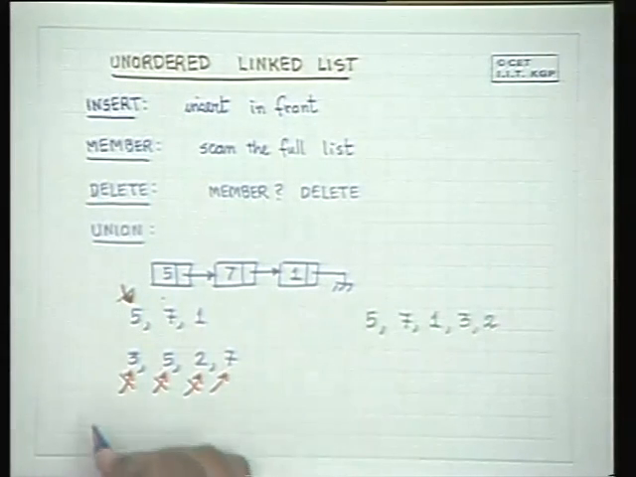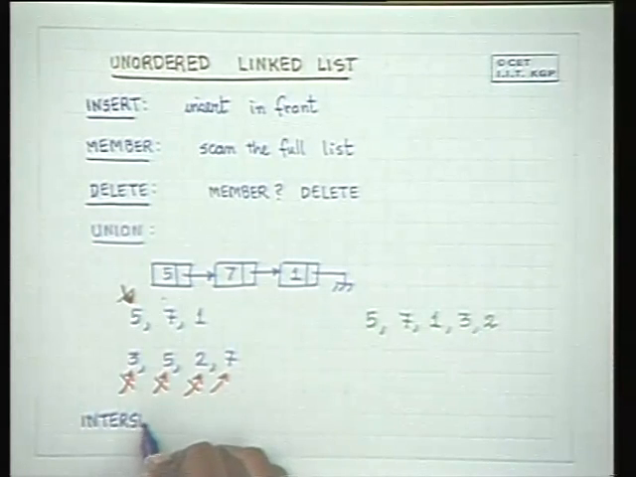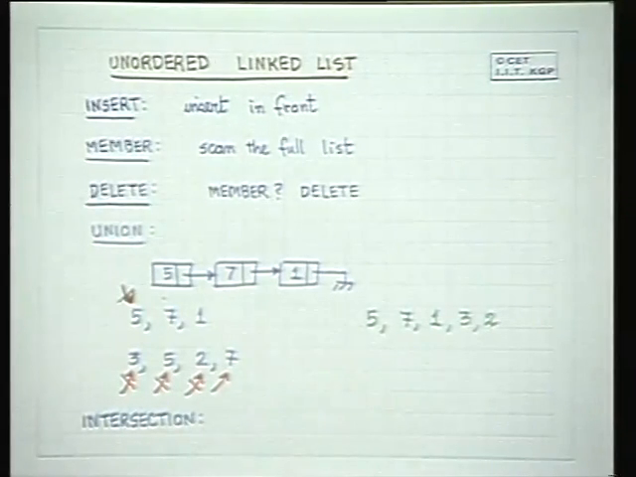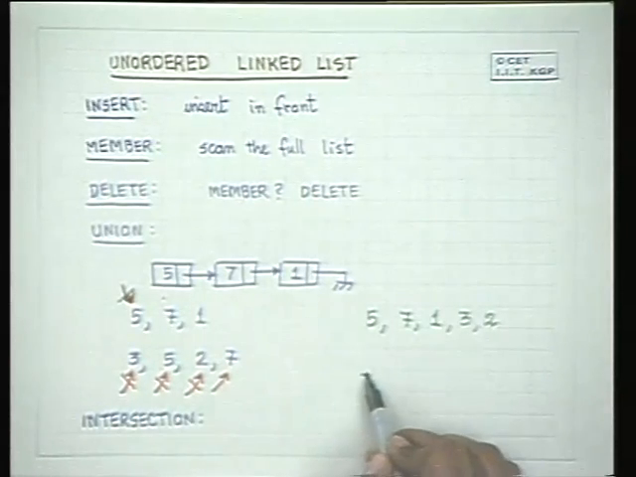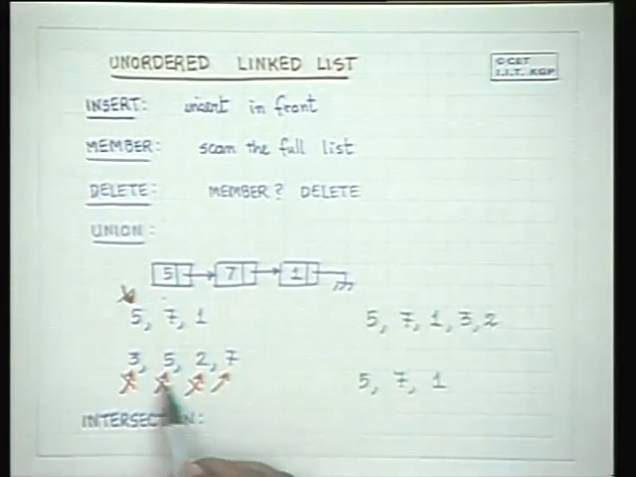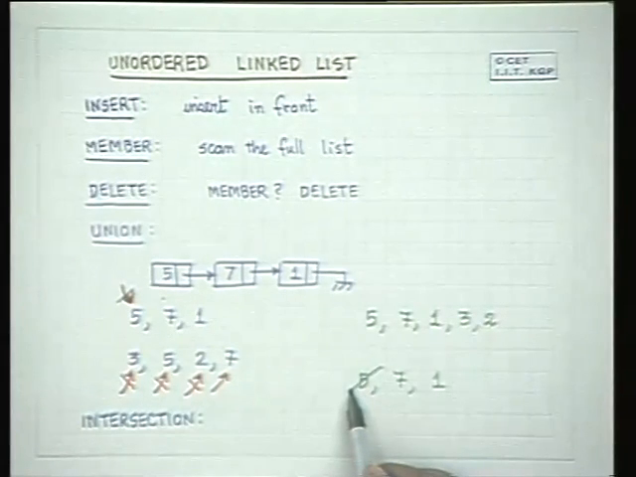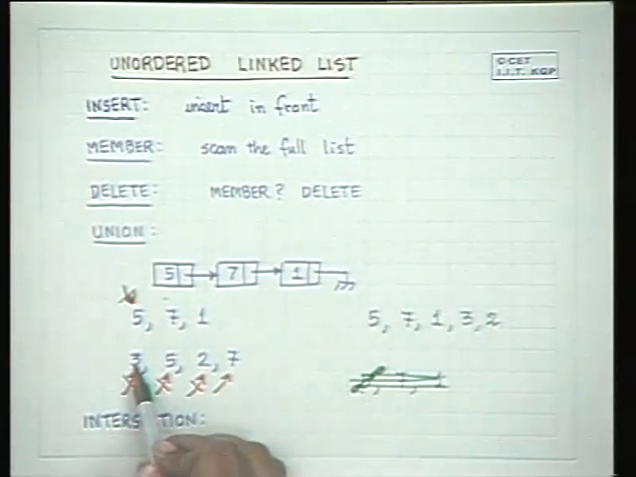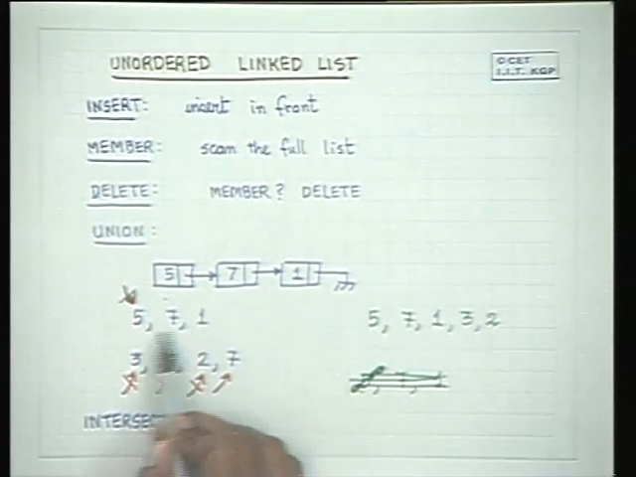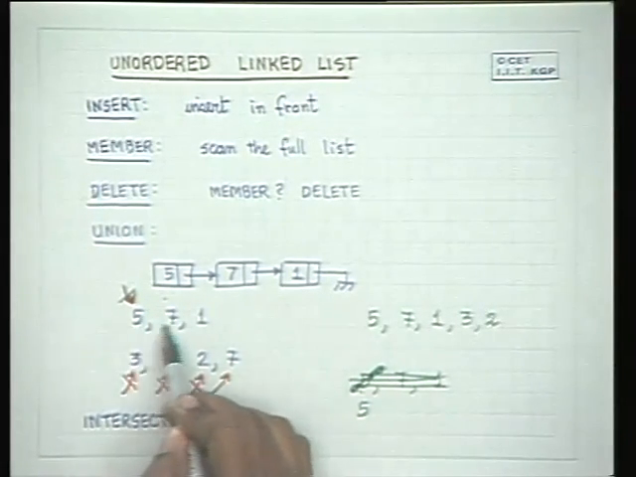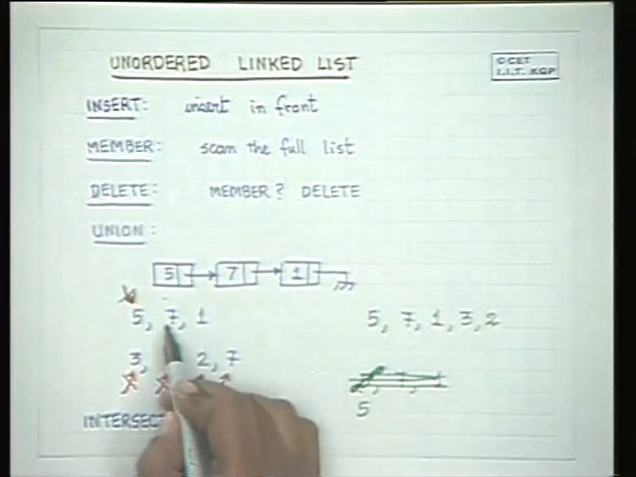Can anybody tell me how we will do the intersection? We take this list and put it here. Take this one, see if it is not there, fine. Take this one, if it is there, delete it. Sorry. Okay, let's do it another way. We start from this one and see if it is here. If it is not present here, we don't put it. Take this one. See if it is here. If it is here, we put it. Take this one. See if it is here. If it is not here, we don't put it. Take this one. See if it is here, we put it.